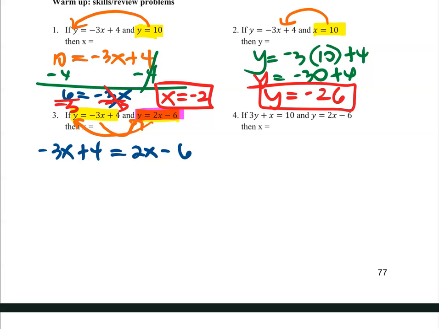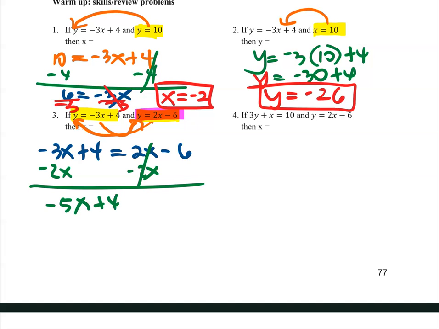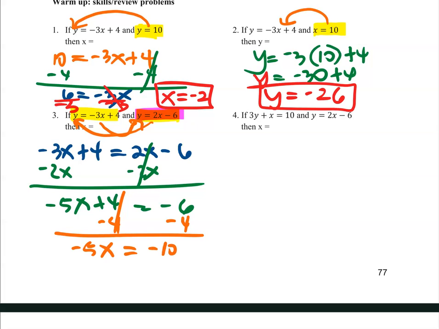Now let's solve for x. So what we do, if we subtract 2x from both sides, negative 3x minus 2x is negative 5x plus 4 equals negative 6, and then subtract 4 from both sides. So negative 5x equals negative 10, and divide both sides by negative 5, so that x is equal to negative 10 divided by negative 5, which is positive 2. Okay.